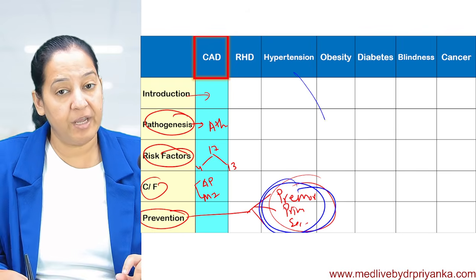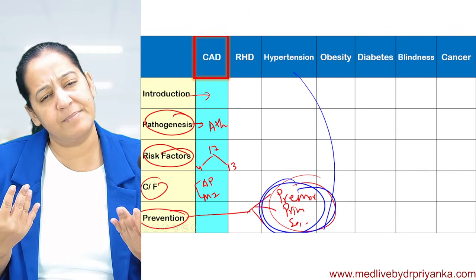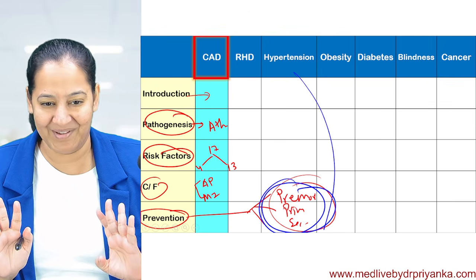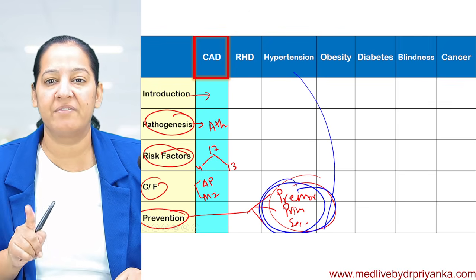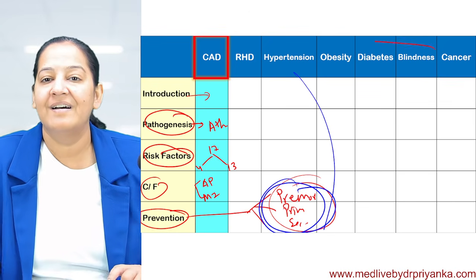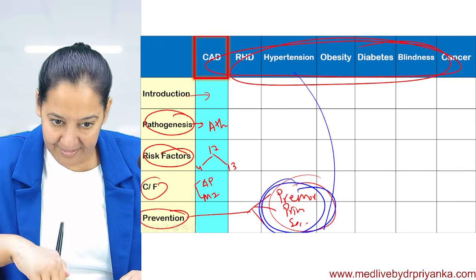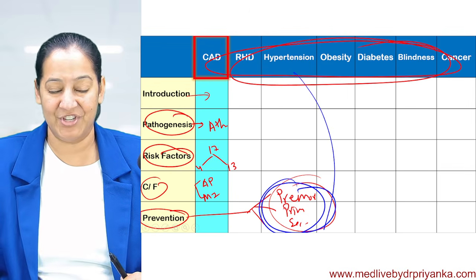This is how you have to frame your answer in your university exam, and MCQs will be very easy from this portion. I guess you can understand. So in this session, I have covered 1 disease out of 7. The remaining 6 will be covered in the subsequent episode. Thank you so much. I hope you got it.